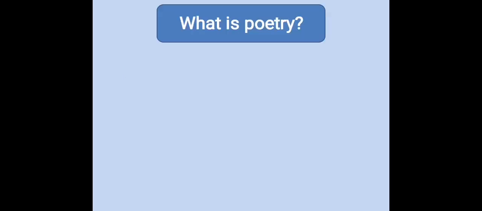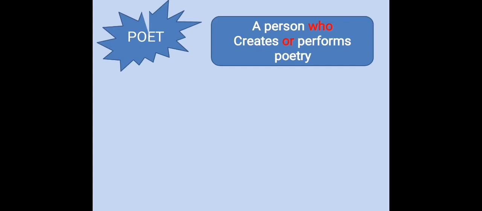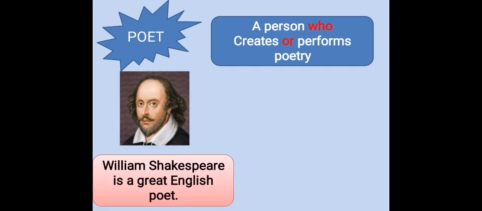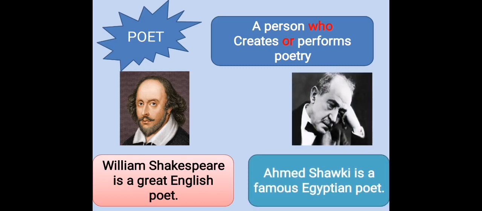What is poetry? Poetry is an art form of writing in which imaginative language is used. We usually call the person who creates or performs poetry in front of an audience a poet. There are millions of poets around the world. For example, William Shakespeare is a great English poet, and Ahmad Shawqi is a famous Egyptian poet. The poets around the world can vary in their writings, and one of the types that they write is a poem.